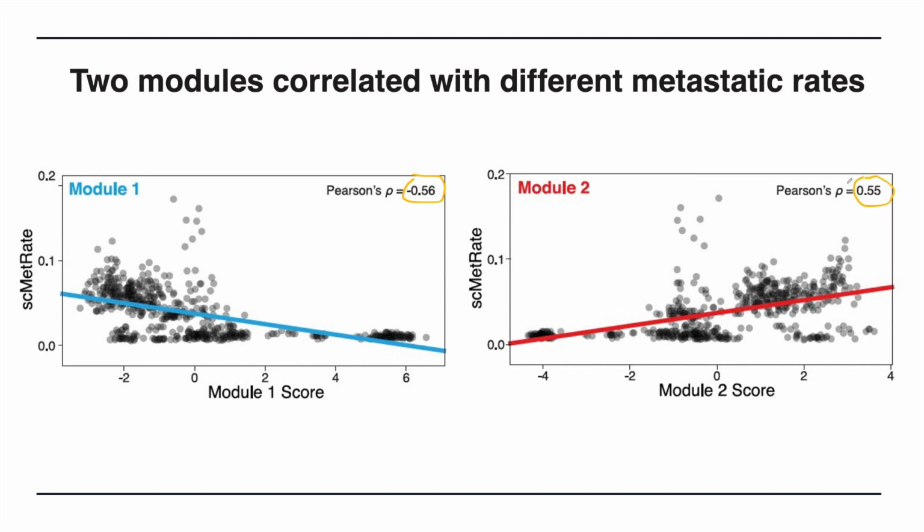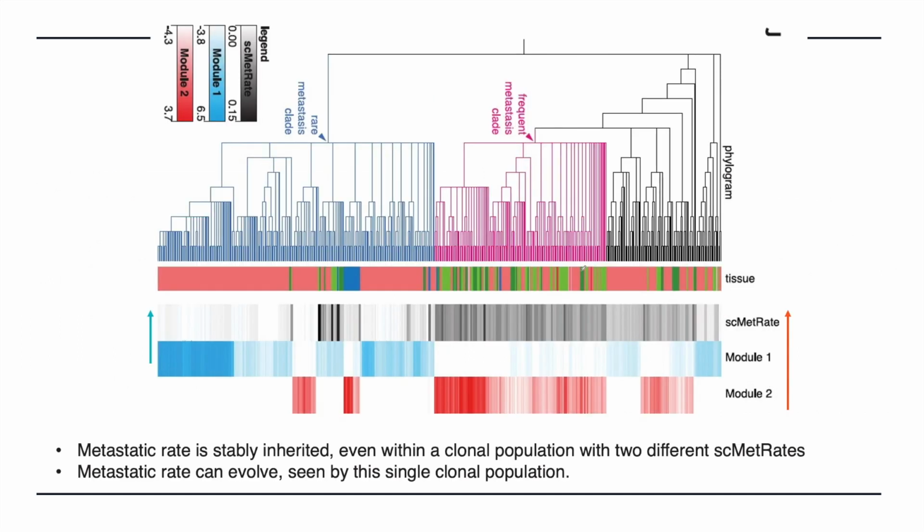They further look into the gene expression profile of the 2 modules and find 2 groups of genes that are differentially expressed in these 2 groups of cells. So this result suggested that metastatic rate is stably inherited. However, such metastatic rate can also evolve, as displayed by the single clonal population.